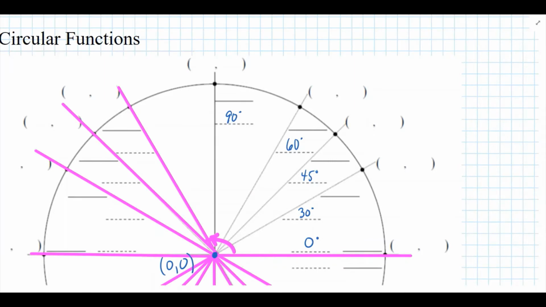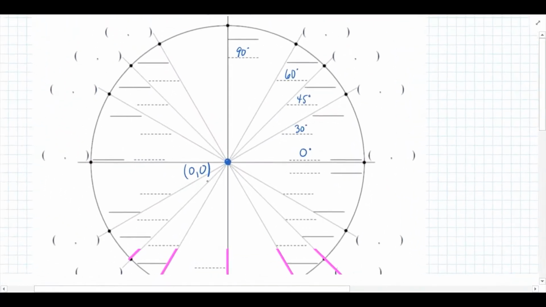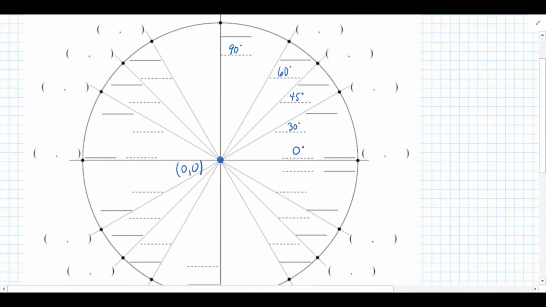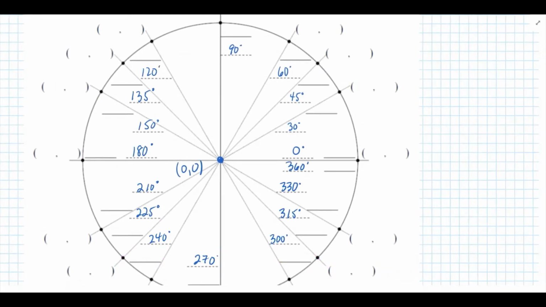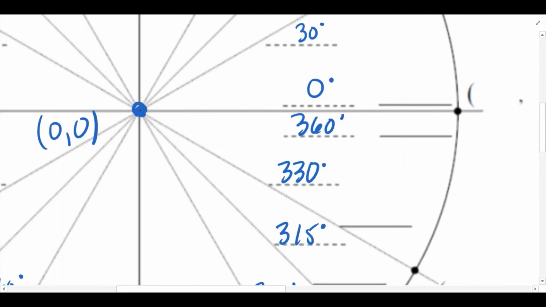Could you predict the remaining angle measures? Pause the video now and try to find the others. You likely noticed that the primary angle measures are labeled in increments of 15 and 30 degrees, and the last measurement is 360 degrees, which indicates a full rotation.